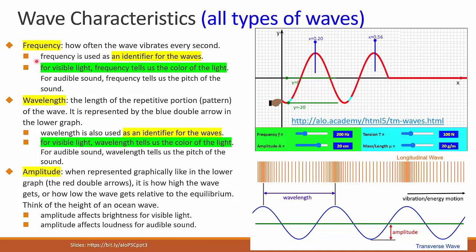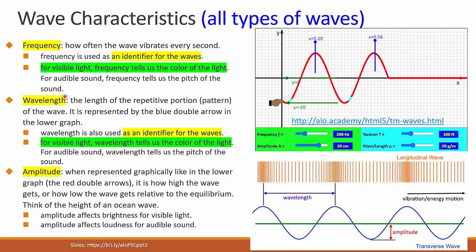The frequency is used as an identifier of the waves. It tells us what kind of wave it is. For example, for visible light, the frequency tells us the color of the light. For audible sound, the frequency tells us the pitch of the sound. We'll see and hear examples of that shortly.